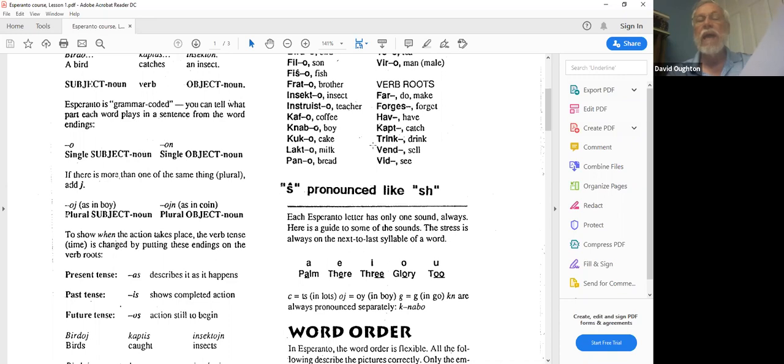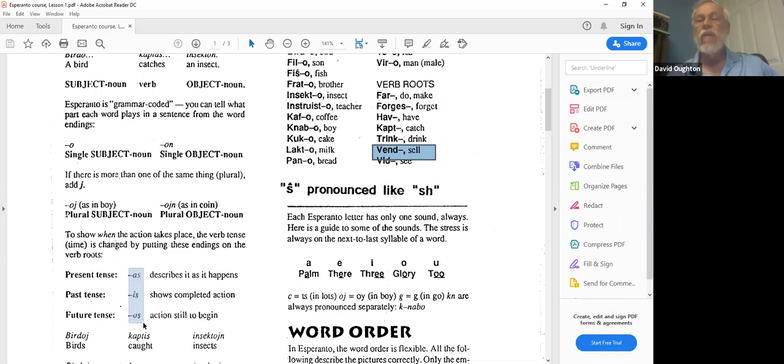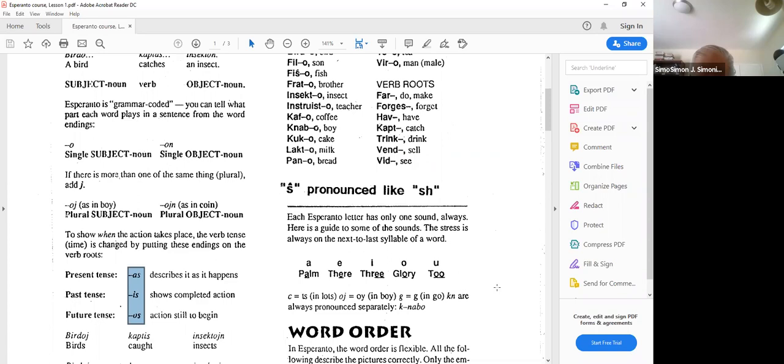So look at the vocabulary list again under the verb roots. The second last one is vend, V-E-N-D, so that means to sell. If I add A-S on the end of vend, then it would be I sell. That's the present time. If I add IS onto vend, vendis, then I sold it yesterday, in the past. And vendos, OS on the end, is I will sell it tomorrow or in the future.